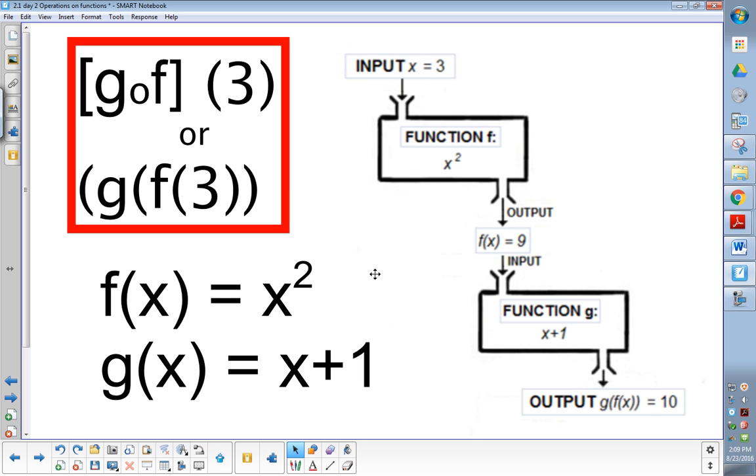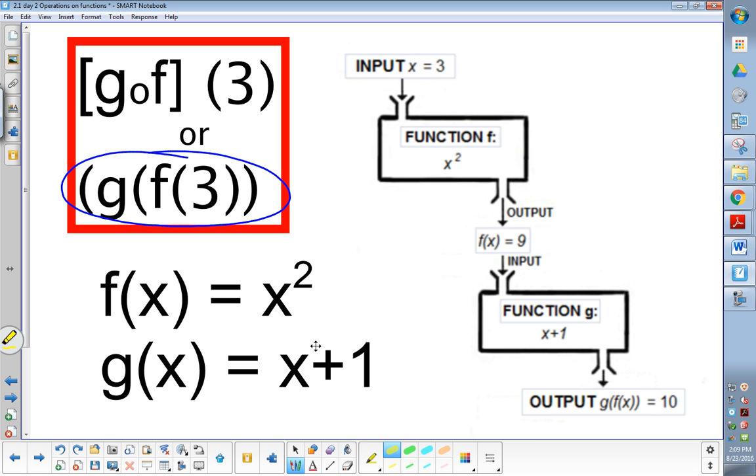Here we go. So on the back side, we're doing composition of functions. Okay, it looks scary. It's not actually that difficult. So here's what the problem is going to look like. It'll be G open circle, it's not an O, it's a little open circle, F of 3. Or more commonly, it's going to look like this: G of F of 3.